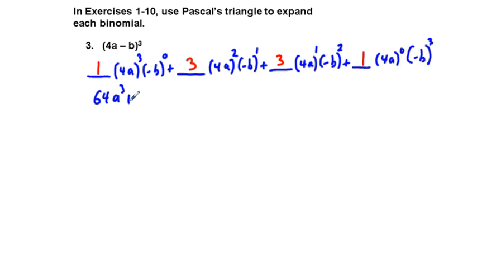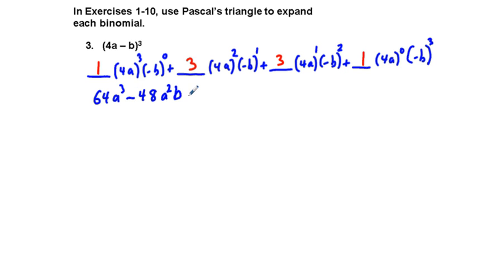Then we're going to have plus. Now I'm going to hedge a little bit, because I'm going to wait to put the plus until we see what kind of sign we have. So we have 4 squared, which is 16, times 3. 3 times 16 is 48. So we have 48a squared, and we have negative b to the first power. Well, the negative, since it's to the first power, is going to be multiplied times this 48. So that's going to make this minus 48b.